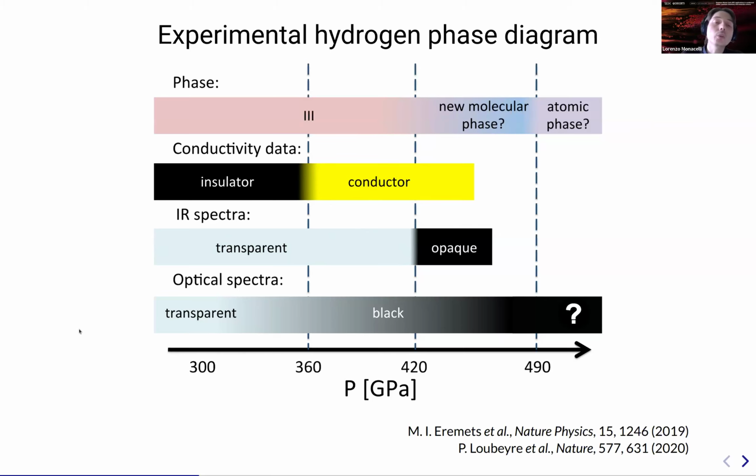And if you look at the optical spectrum, so visible light, nothing very interesting is happening, except the sample, formerly transparent, became reddish around 300 gigapascal, and then black. And between 360 gigapascal and 420 gigapascal, it's black. So it seems from experiment, we have a black, transparent in the infrared, but conductive metal, which seems to be a contradiction.